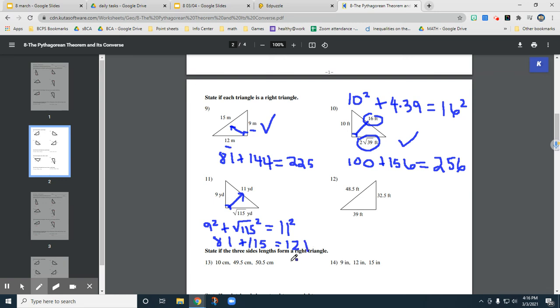Right away I can tell this is not going to work because I've got a 1 in my tens place here and an 8 in my tens place here. And that's going to be 9. And I need to have a 2 in my tens place. So, boop, that's not going to work. This is not a right triangle.